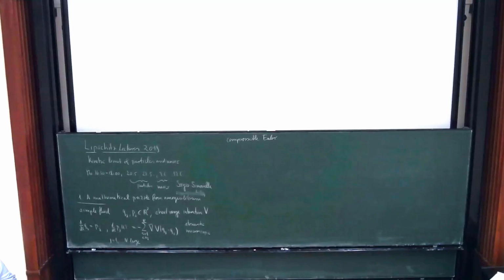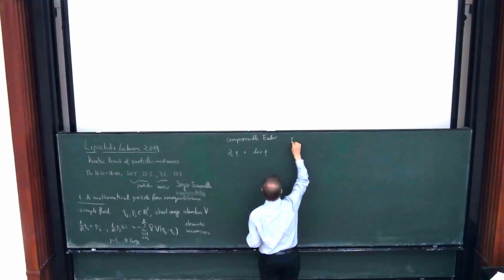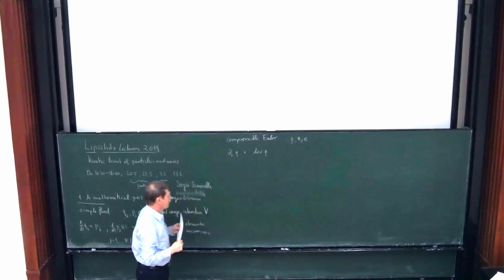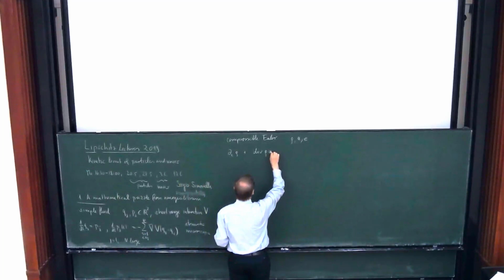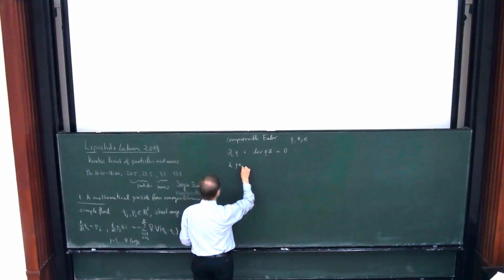So I'm writing down the compressible Euler equations. There will be a density field, a velocity field, and an energy field. I'm dropping the energy field because I just want to illustrate the equation. So here the time derivative of the density plus the divergence of the current, rho u, is equal to 0. Then I still have to write down the equation for the momentum. So I have d/dt of rho times u alpha, where alpha are the three components, alpha goes from 1 to 3.